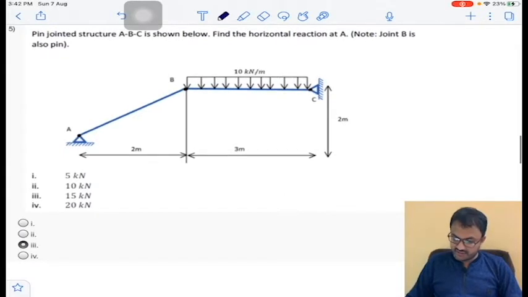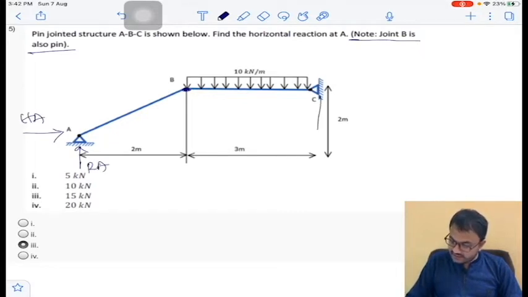And coming to the next question. Pin jointed structure A, B, C as shown in figure. Find horizontal reaction at A. Joint B is also a pin. That is the most important. At A there is one vertical reaction and a horizontal reaction, we call them RA and HA, and at C, RC and HC.